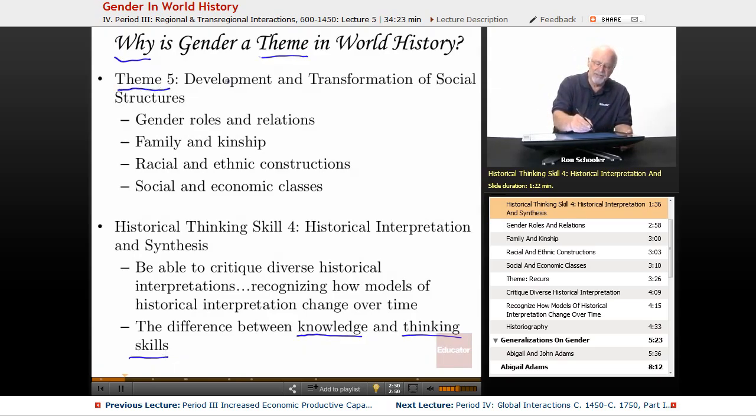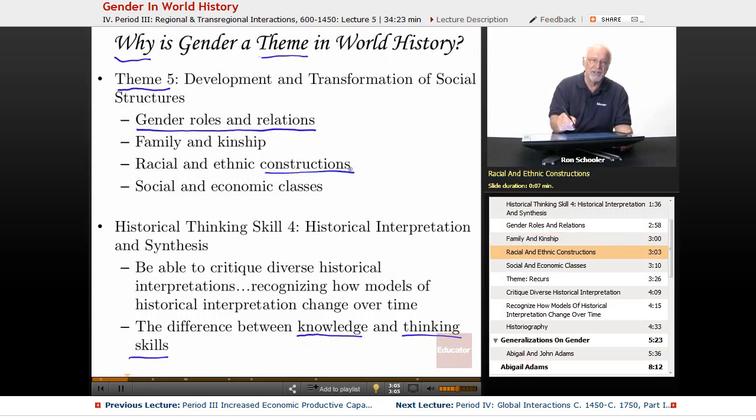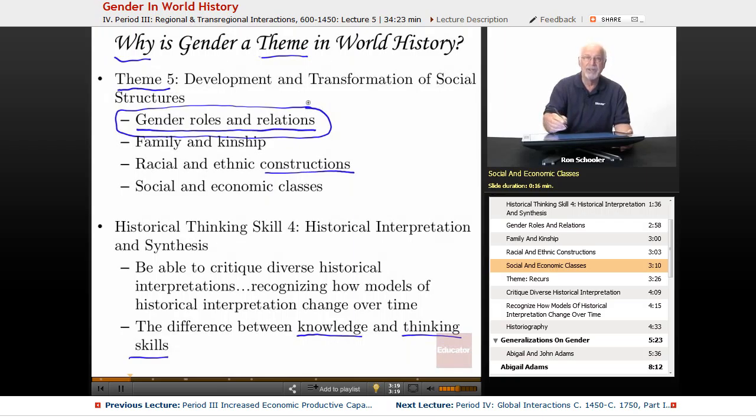The theme is development and transformation of social structures. And these are the breakdowns of that: gender, roles and relations; family and kinship; racial and ethnic constructions, in other words, they're not really existing, there's something we put on top; and social and economic classes. What we're looking at today is this theme: gender, roles, and relationships.